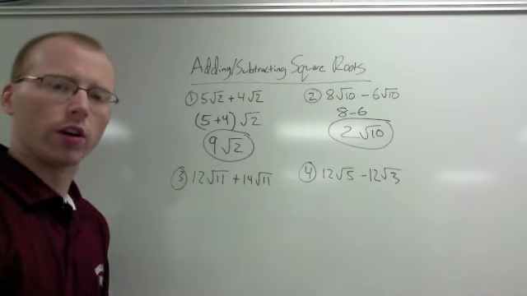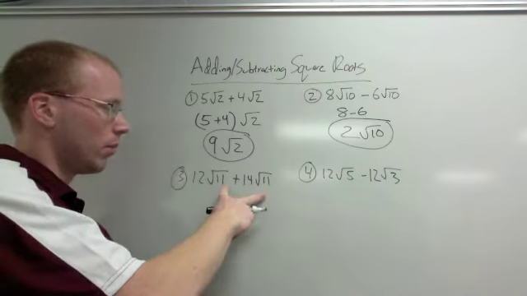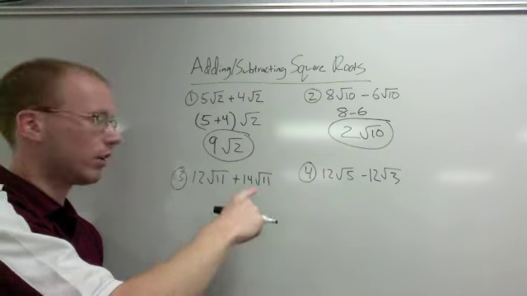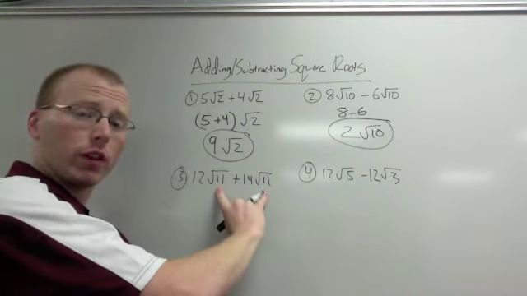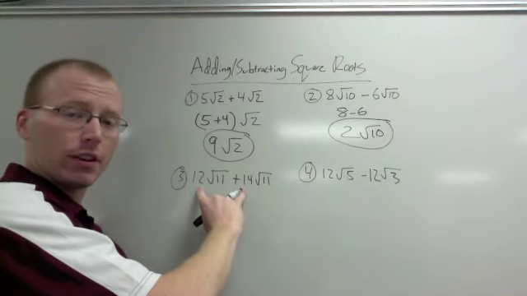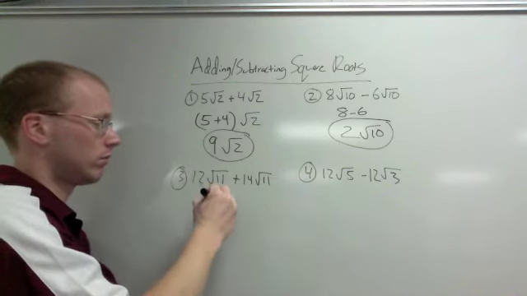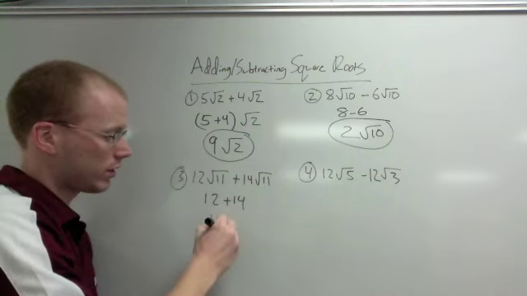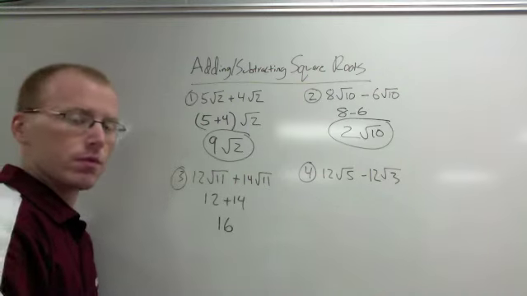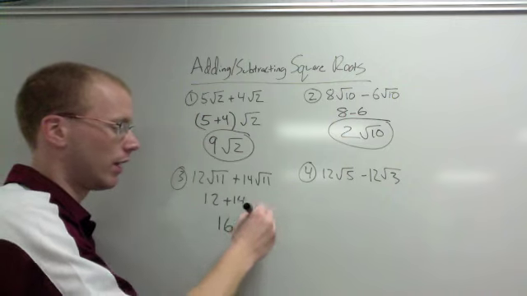Let's keep going here. Number 3. I have 12 square root of 11 and 14 square root of 11. So they're both the square root of 11. So I can just add the numbers in front. So I have 12 plus 14, which is 26. And I add my square root of 11 on at the end.